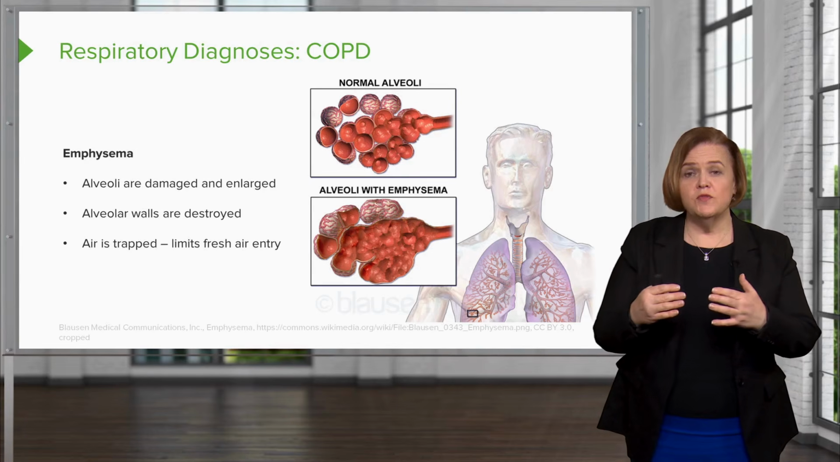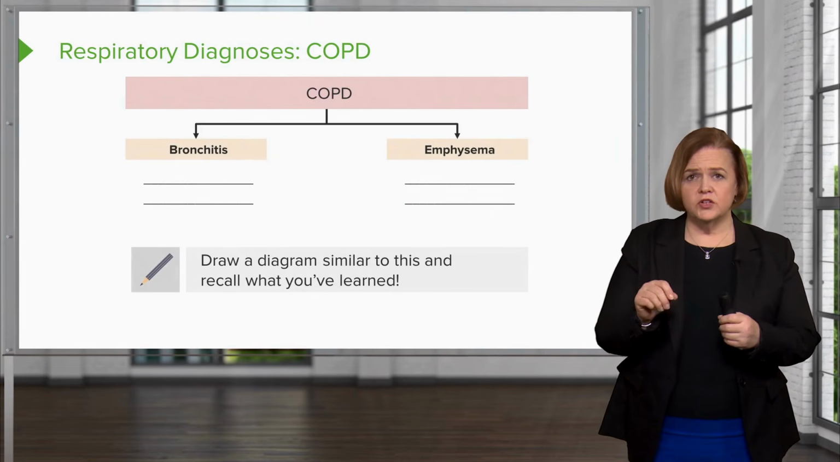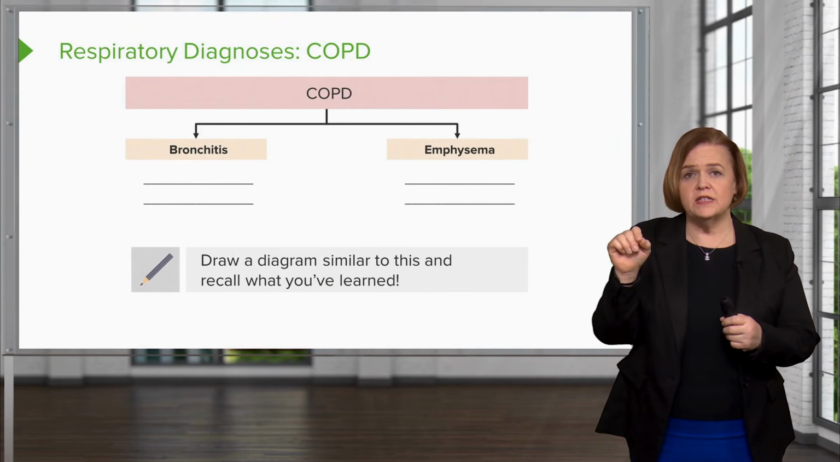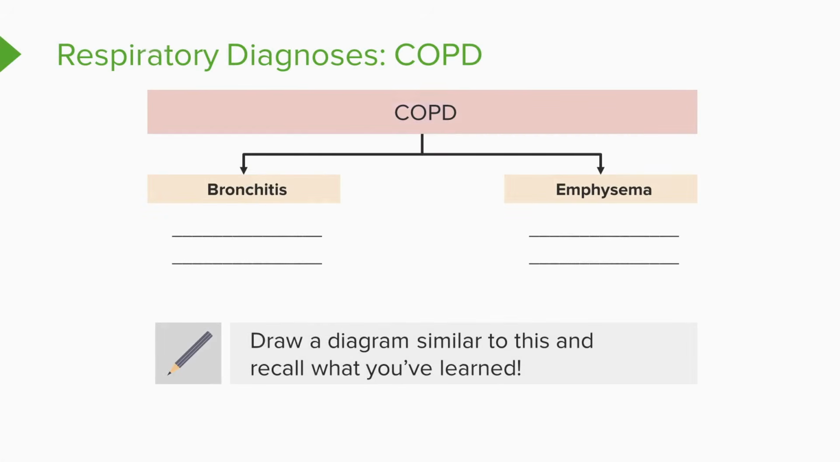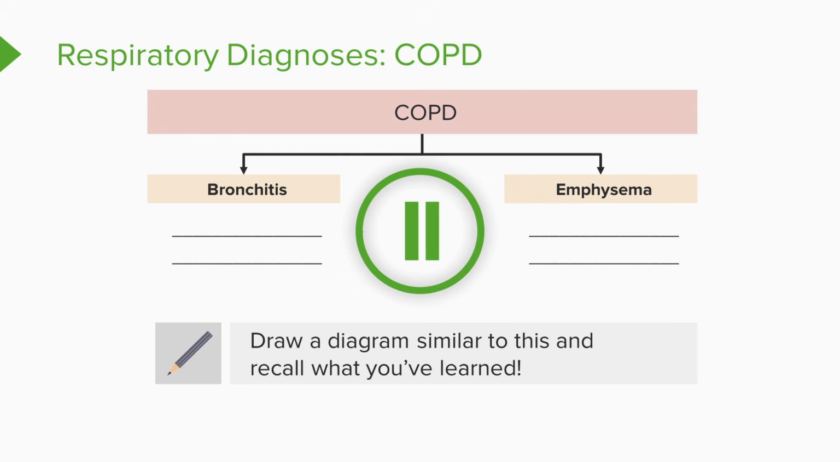So before we move on, I'd like you to write in the margin of your notes the word COPD at the top. And then write a branch to the right and a branch to the left. Under the right or left branch, you pick, write the word emphysema, and in the other branch, write the word bronchitis.